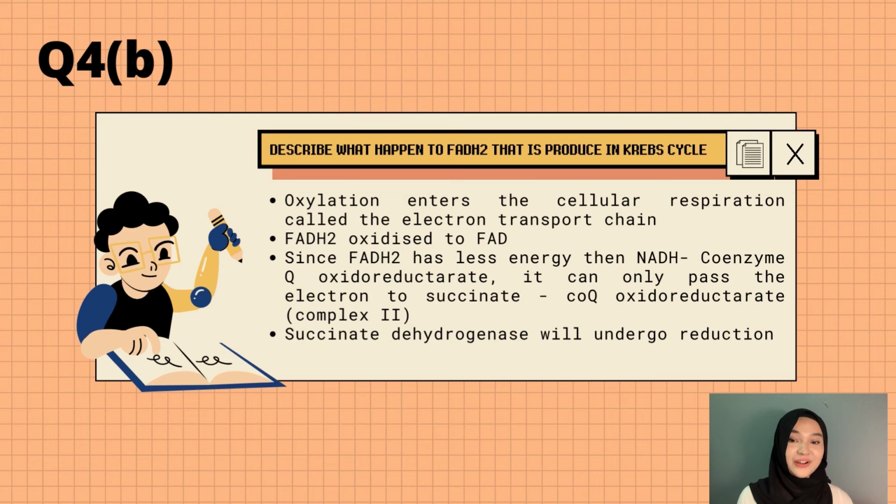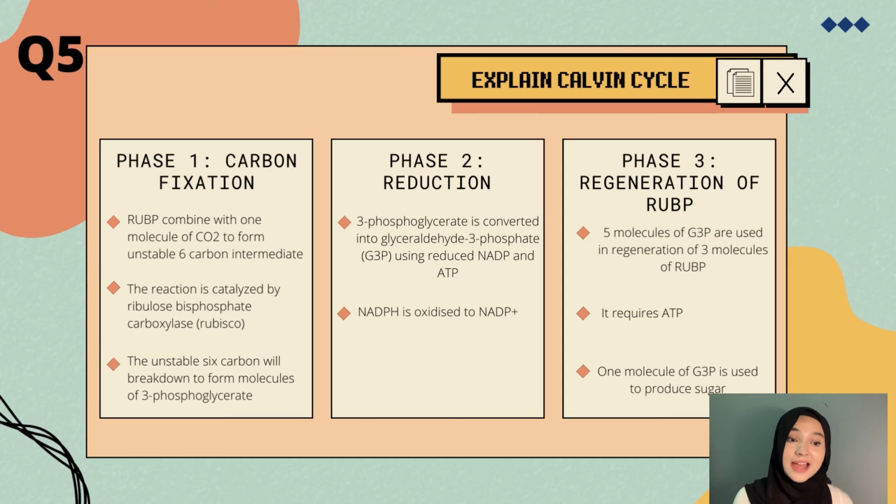Now let's move on to question 5. Explain the Calvin cycle. As you guys know, the Calvin cycle has 3 phases. Phase 1 is carbon fixation, phase 2 is reduction, and phase 3 is regeneration of RuBP. We will look at phase 1 first, carbon fixation.